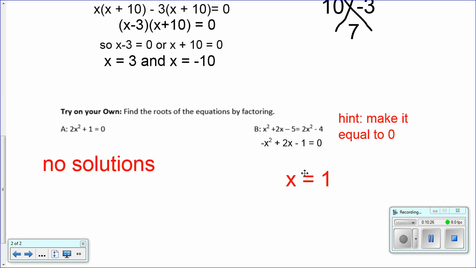And then if you graph that, you'd see that the... I have no idea if it's a minimum or maximum because I wasn't paying attention. You'd see that the vertex is actually on the x-axis. That is why you only have one solution.